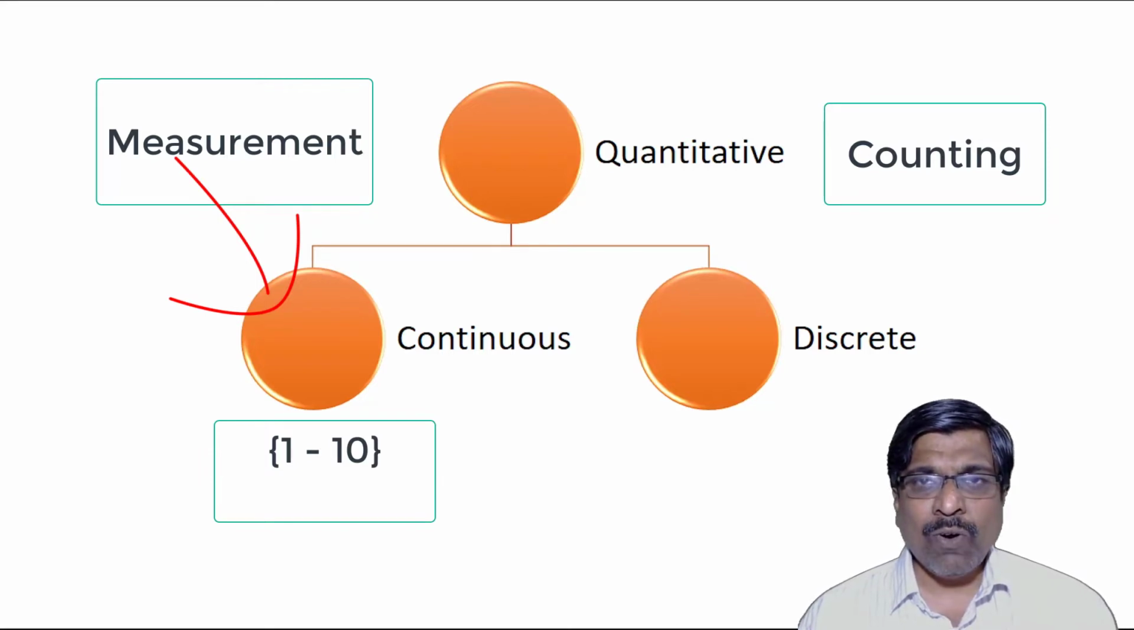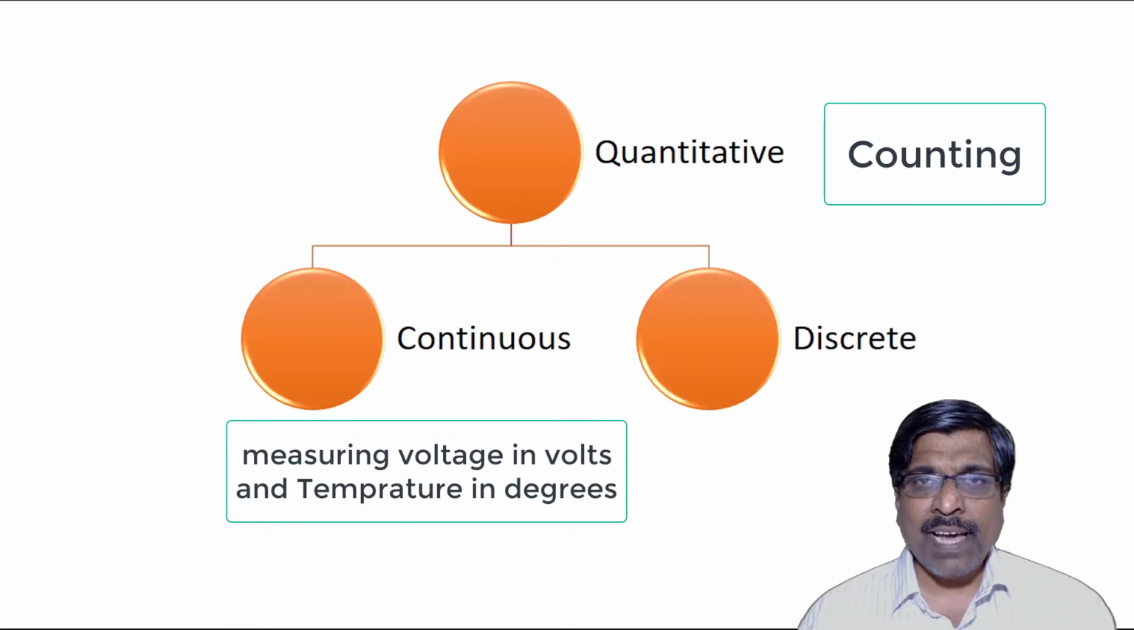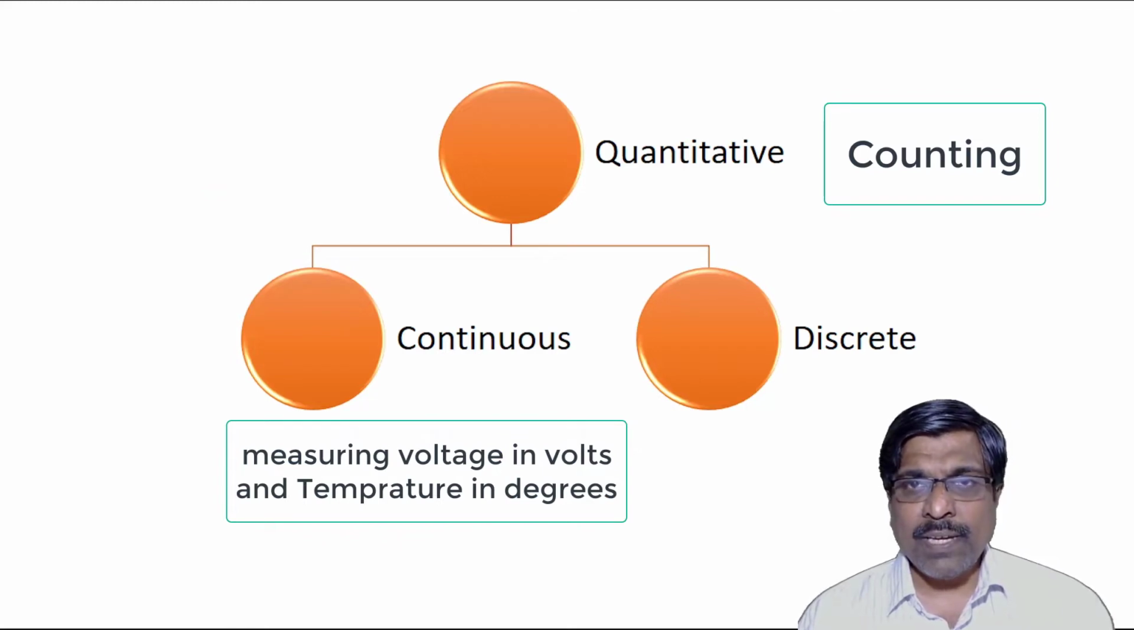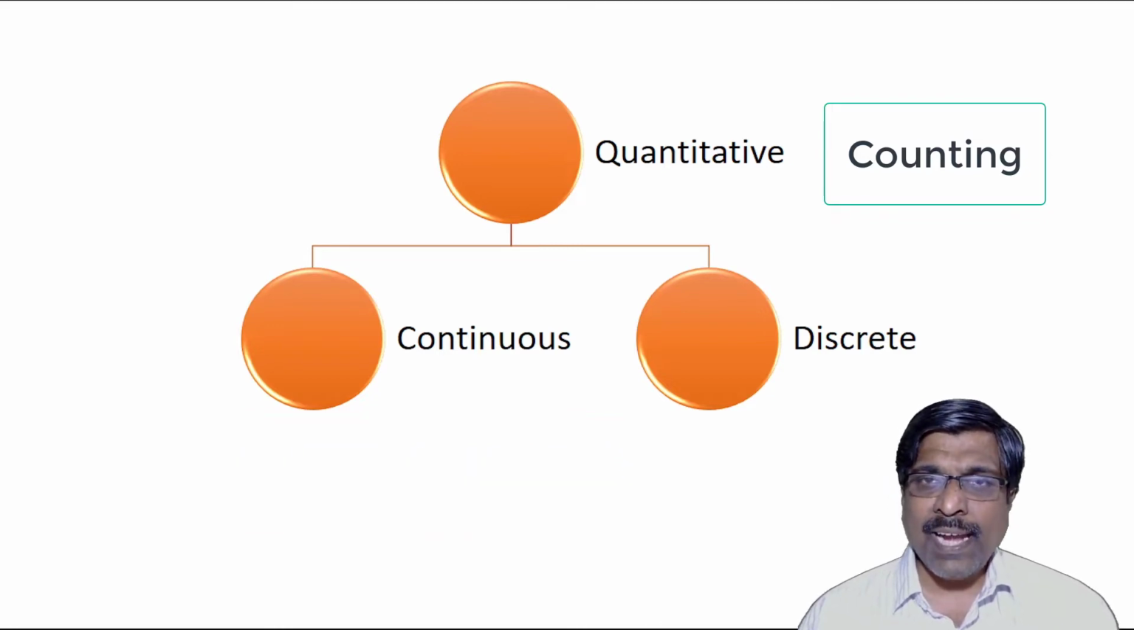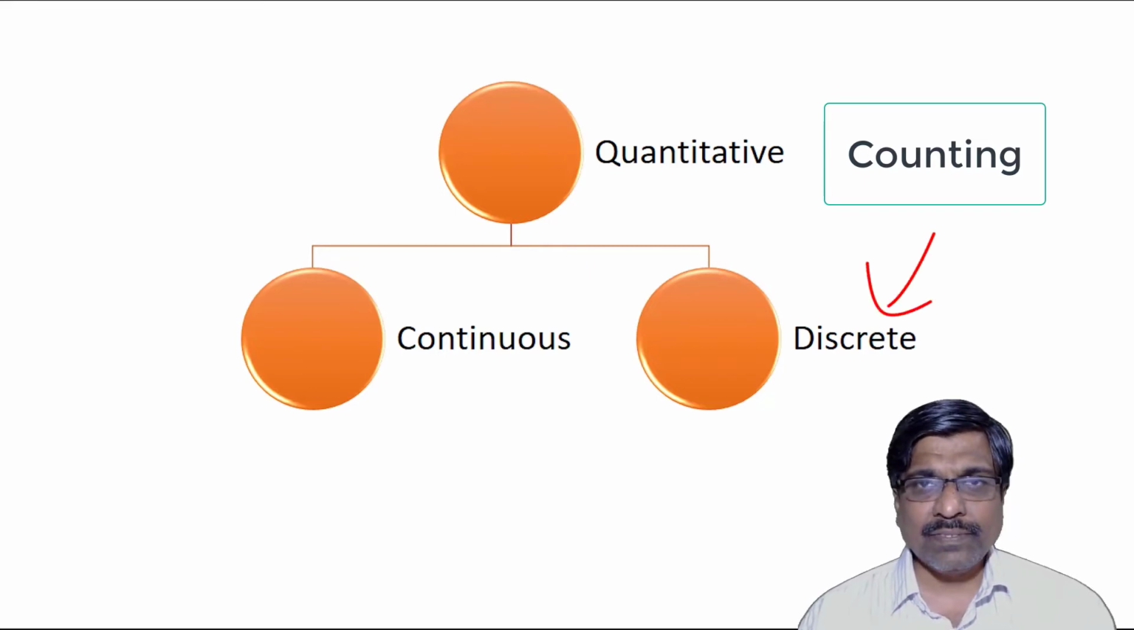Let's say I am measuring a voltage. So you have a measurement value there, or you have a measurement unit there, for example volts. So that's an example of continuous data, or you are measuring temperature. It's an example of continuous data. On the other hand, if you are trying to count something, it is called discrete data.